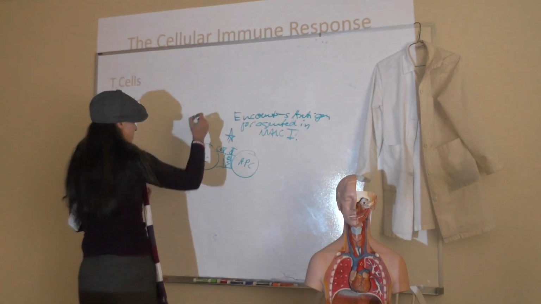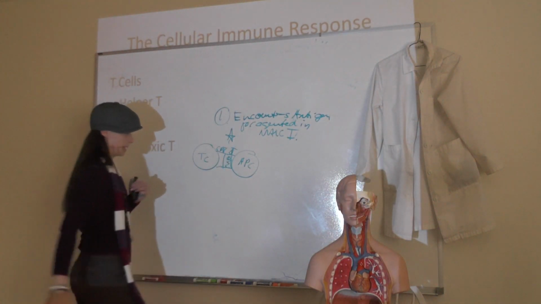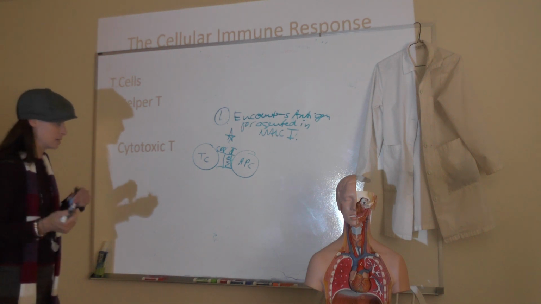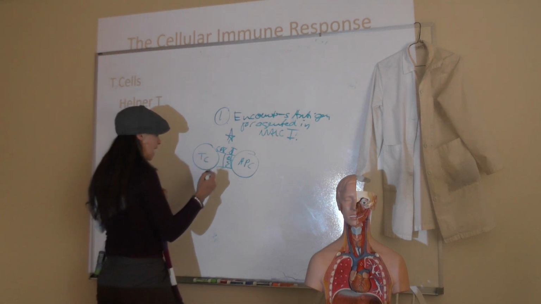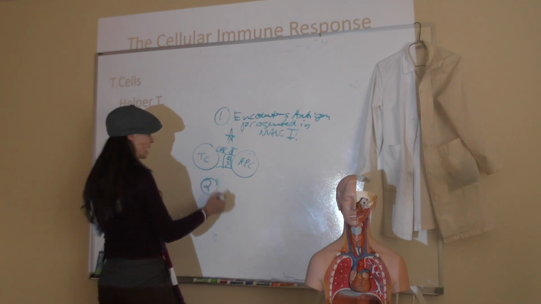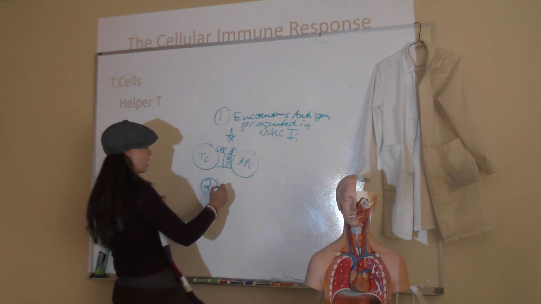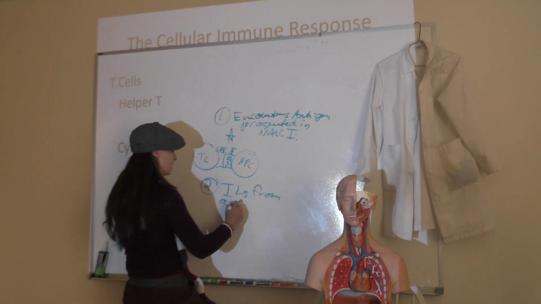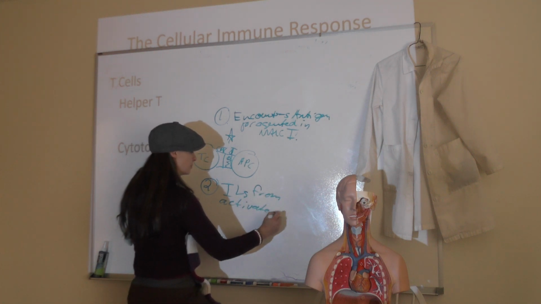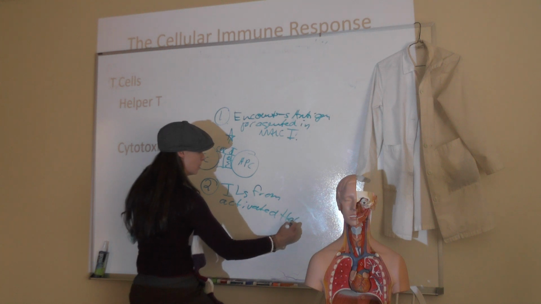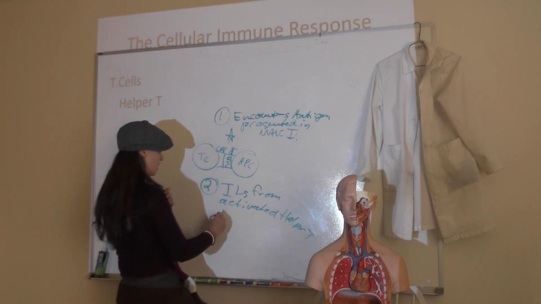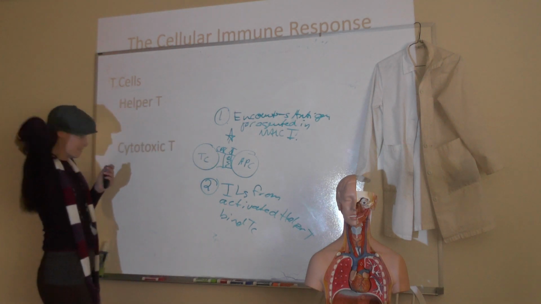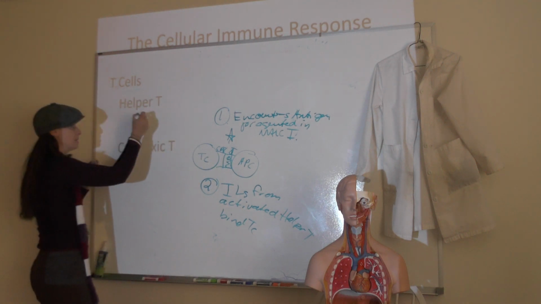So our first activation step is when we encounter antigen presented in MHC1. And that's all that's going to happen. In order to actually be activated, we have to have our second activation step, which comes when interleukins from an activated helper T cell bind to my cytotoxic T cell. So I have to already have activated a helper T cell.